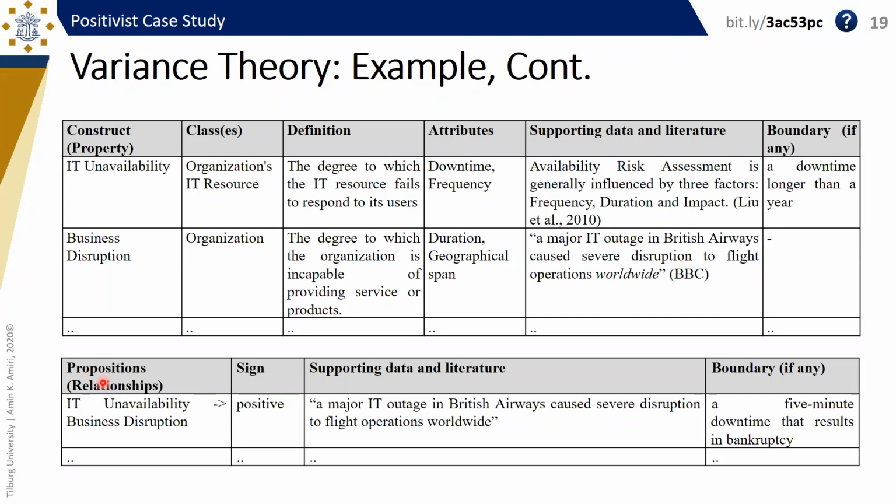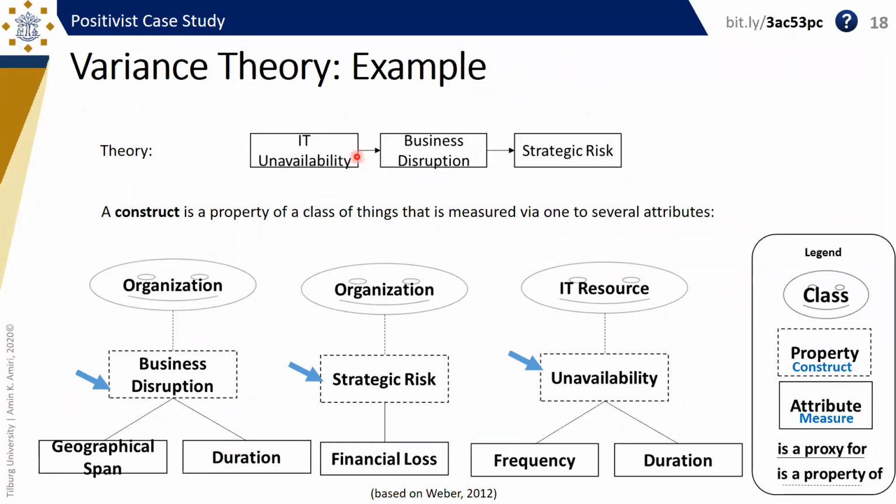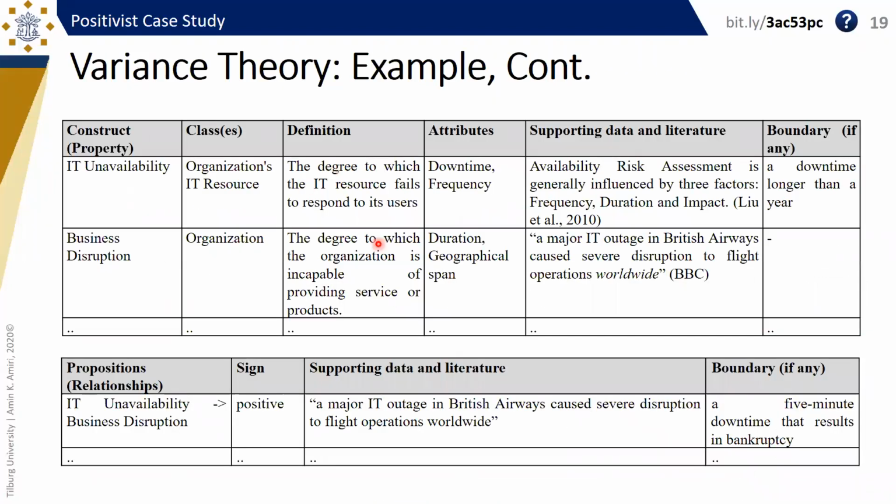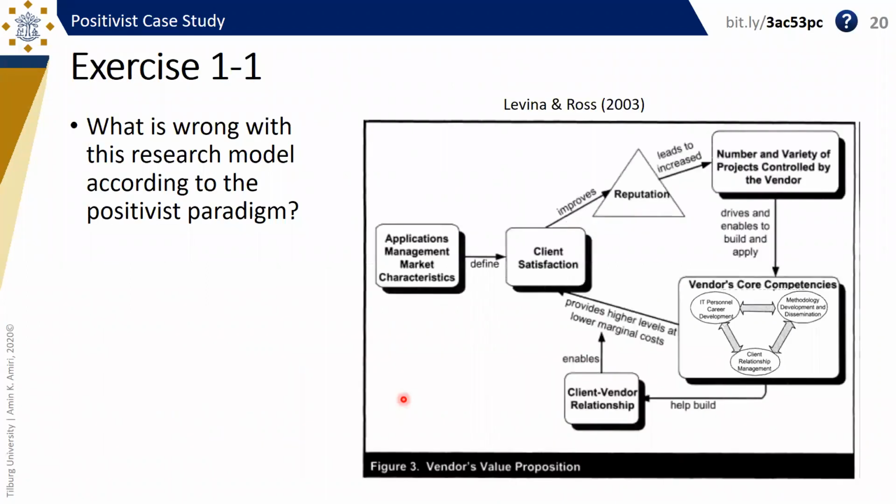So for this proposition, you see I have IT unavailability and business disruption. There's a relationship here. The sign is positive. And you have some supporting data or literature. You have found that in British Airways, this happened. So you need to develop these three products at the end of your thesis. This one, this table, and this table.